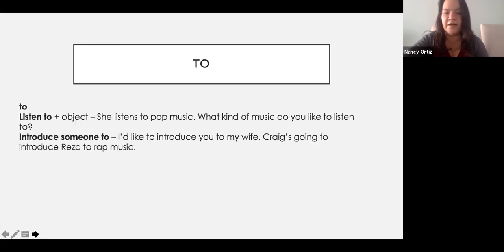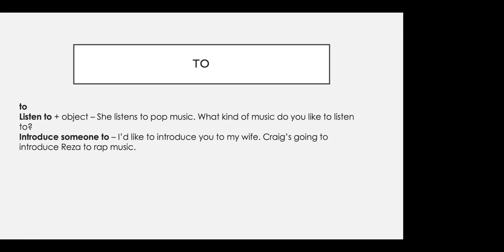No? All right. Now, preposition to. We're going to practice this dependent preposition with two verbs: listen to and introduce someone to. Alma, can you please read the examples with to? Yes. Listen to plus object. She listens to pop music. What kind of music do you like to listen to? Introduce someone to. I'd like to introduce you to my wife. Greg's going to introduce Reza to rap music.